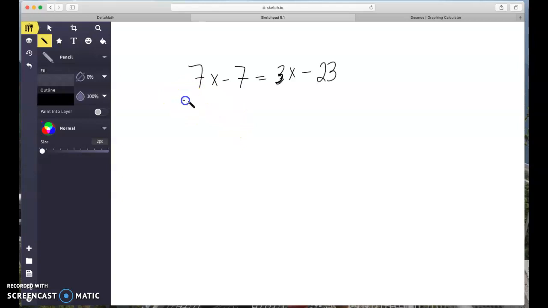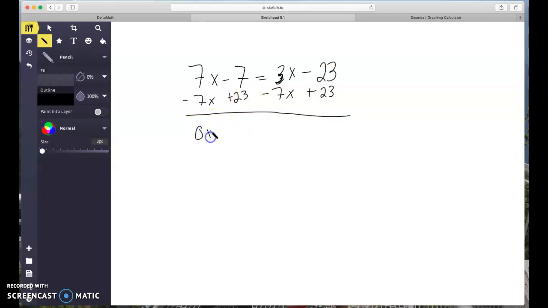So for this one, I'll subtract 7x. I'll do it to both sides of my equal sign. And I'll go ahead and add 23. How did I know to add the 23 and not the 7? You might be wondering. Well, if I move my 7x to the right, then I know the number on my right-hand side is going to have to be what moves to the left, because I'm trying to get all my x's to one side and all my numbers to the other.